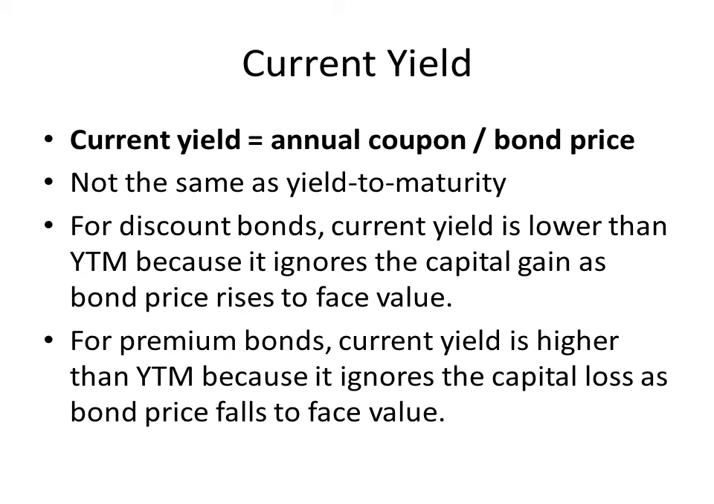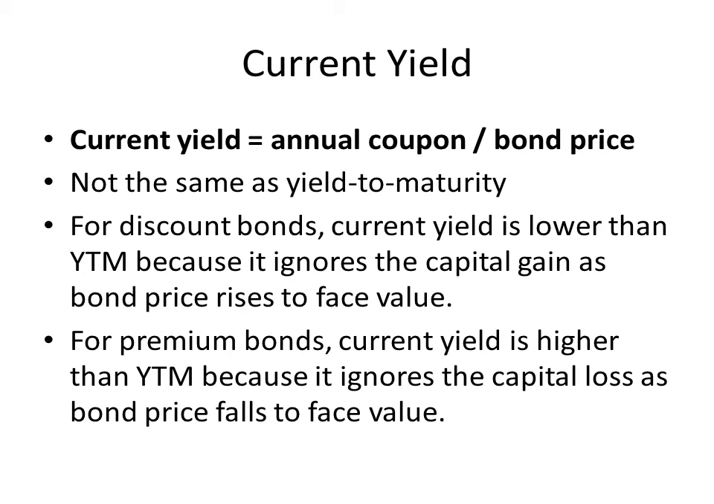Now let's talk about a topic that confuses many students. If you see a question that asks for the current yield, you might be tempted to think that they want the yield to maturity at the current time. But current yield is actually its own concept. Current yield is the annual amount of coupons paid divided by the bond price. So it's not the same as yield to maturity. In fact, it's much easier to calculate.